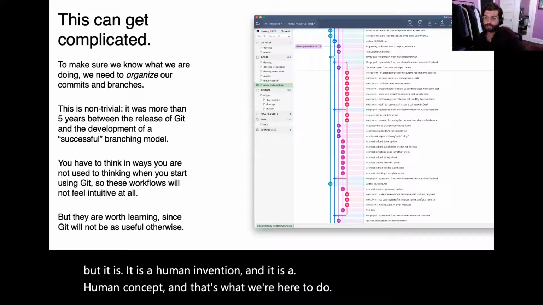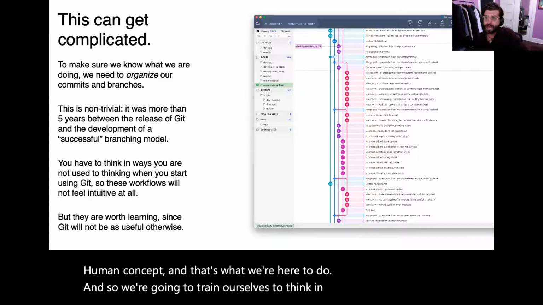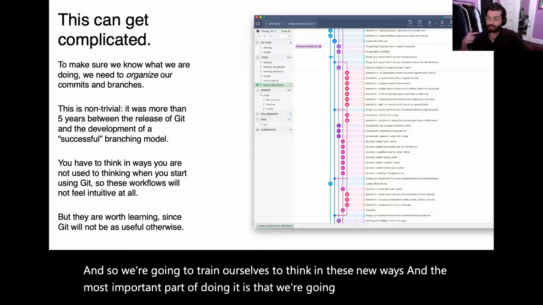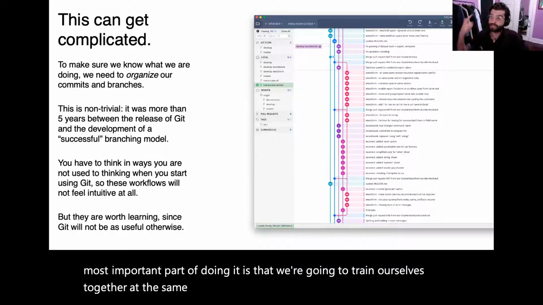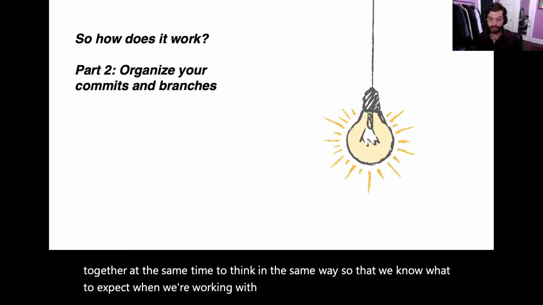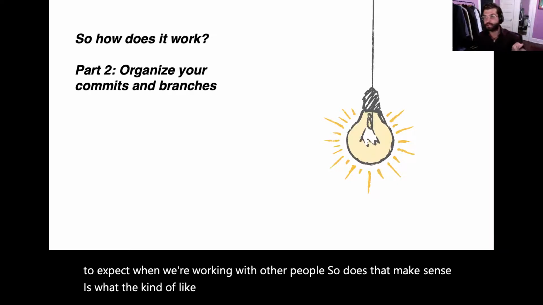And so we're going to train ourselves to think in these new ways. And the most important part of doing it is that we're going to train ourselves together at the same time to think in the same way so that we know what to expect when we're working with other people. So does that make sense as the high-level functionalities here and what the goals of today's work are going to be?